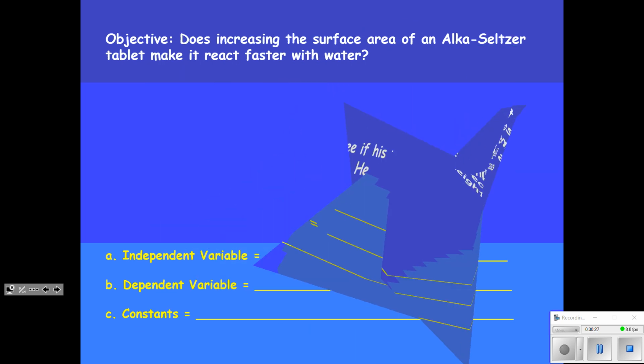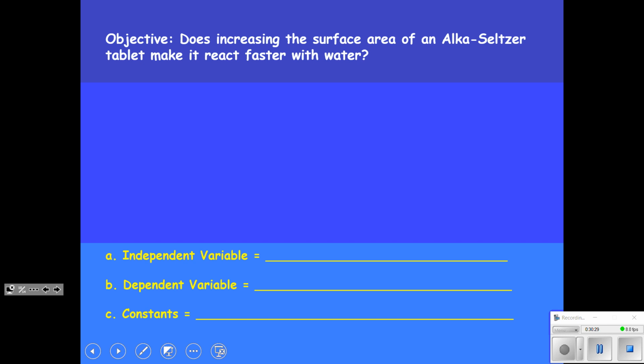All right, one last slide here, and this is where I'm going to get you guys to come in with this on the next day. Come in with your answers to this. This does not have a paragraph, but I do have to give a little bit of the background information. It says, does increasing the surface area of an Alka-Seltzer tablet make it react faster with water?